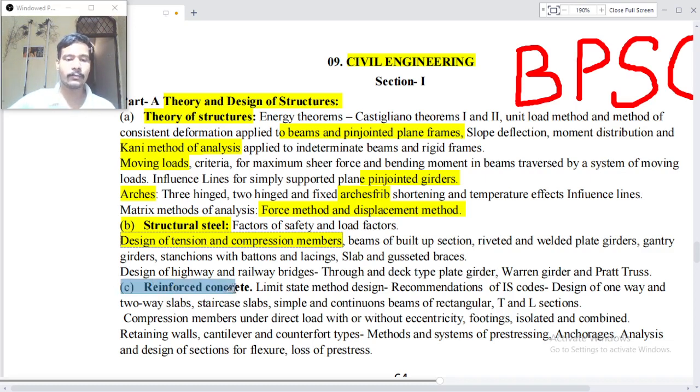Point number C, reinforced concrete limit state method design, recommendations of IS codes, design of one-way and two-way slabs, staircase slab, simple and continuous beams of rectangular, T and L sections, compression members under direct load or with or without eccentricity, footings isolated and combined, retaining walls, cantilever and counterfort type, methods and systems of prestressing, analysis and design of sections for flexure and loss of prestress.